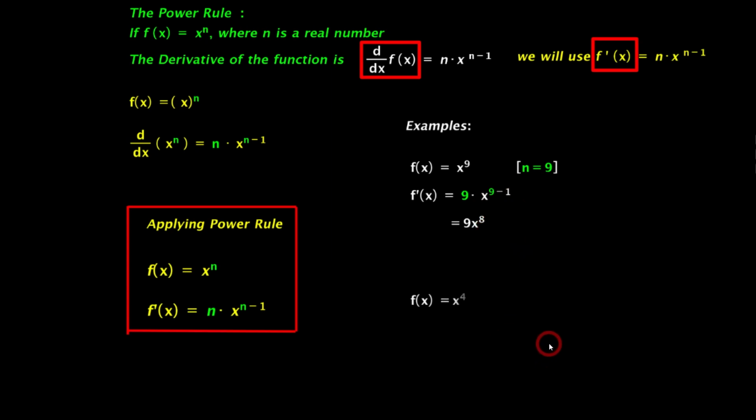Another example, what if f of x is x to the 4, where n is 4? f prime of x is, write the base, put the exponent on the left side: 4 times x, the new exponent is 1 shorter, 4 minus 1. Simplify, it is 4 times x to the power of 3. And we are done.